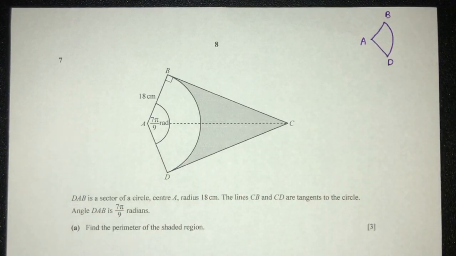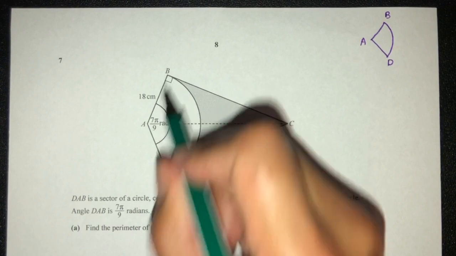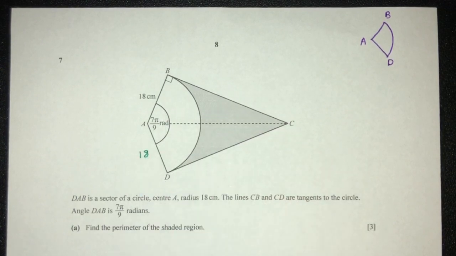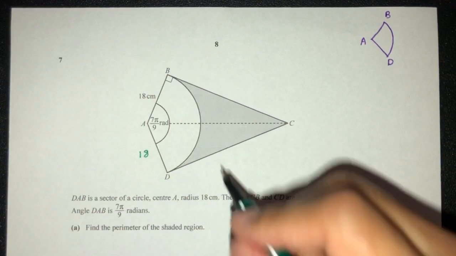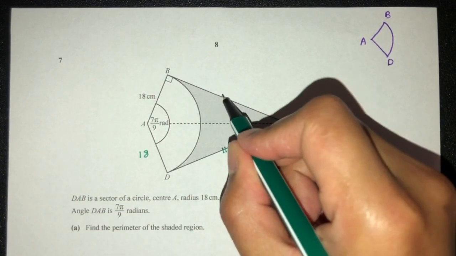Now, the radius here is 18. So this is 18. This also will have to be 18. Radii are equal in size. Now the lines CD and CB are tangents to the circle. Now, these two are tangents. So by being tangents to the circle, we understand that these two have to be the same.